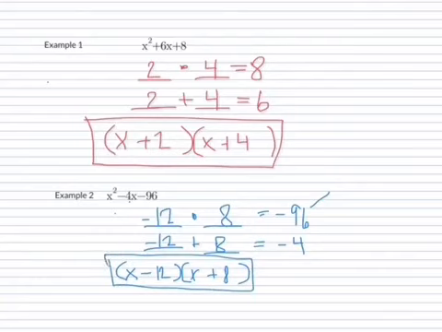Notice that we started out with three numbers, x squared, a 4x, and a 96, and then we took them down to two numbers within each factor.